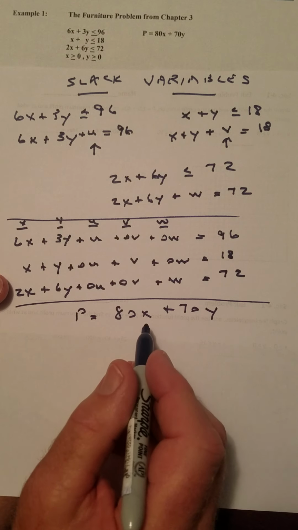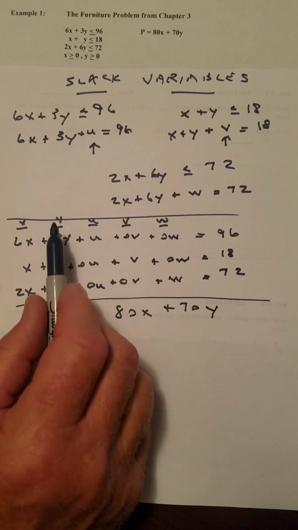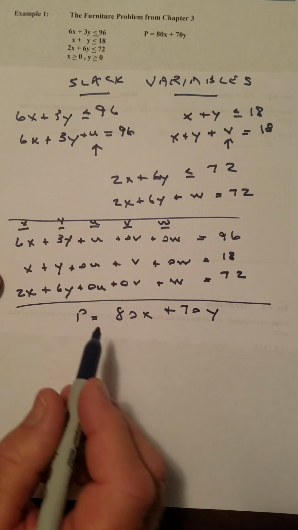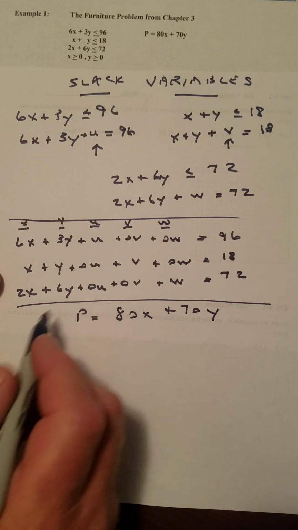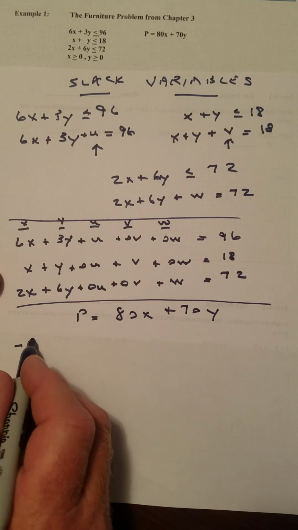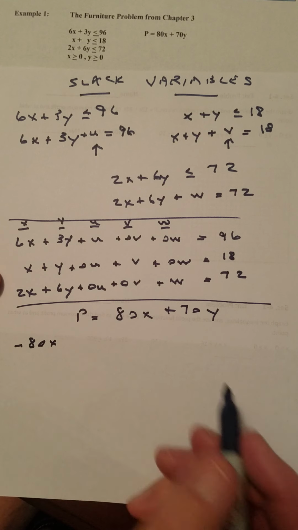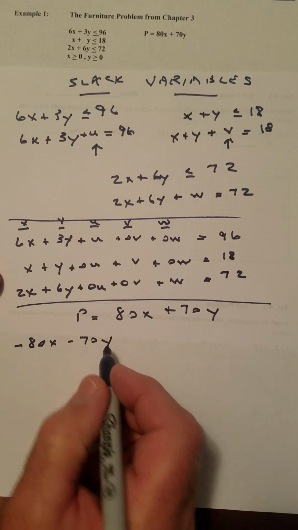If you look at what I got, I'm trying to get the same form. I got my x's, my y's, my u's, my v's, my w's, and the rest of it. So the x's have to come first. Let's take the 80x and bring it over here. And when you bring it to the other side, that becomes negative 80x. Bring the 70y over, so it's minus 70y.